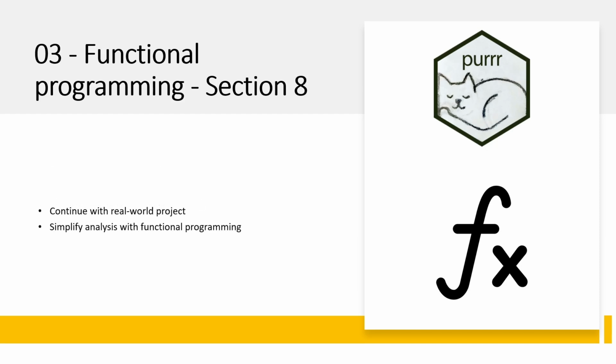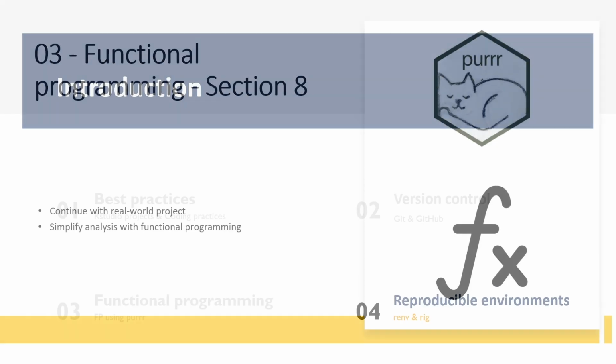In section number 8, we will continue working with our real-world project that we created in section number 6, and the end goal of this section is to simplify the analysis that we previously created by using the functional programming outcomes from section number 7. So by the end of this section, our script and analysis will be much simpler.